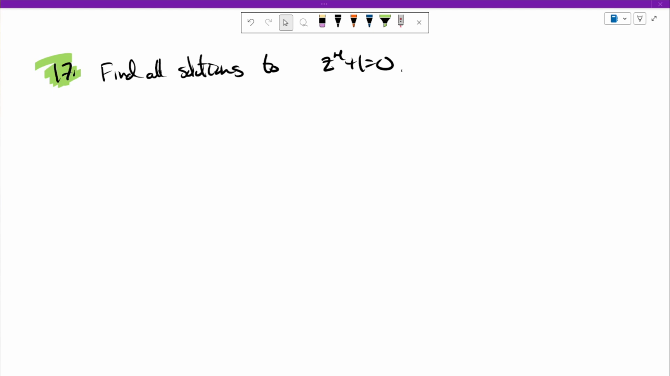Problem 17, we're going to recast what we've been doing in terms of solving equations. That's really what's been going on in the background. And so what this is asking is to find all solutions to z to the fourth plus 1 is 0, or equivalently, what we're looking for are all the fourth roots of negative 1, by subtracting 1 from both sides and taking the fourth root of both sides.